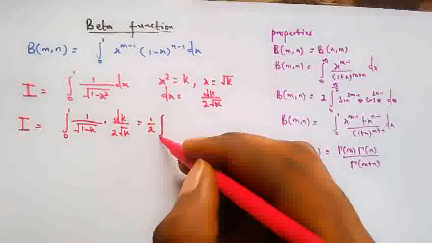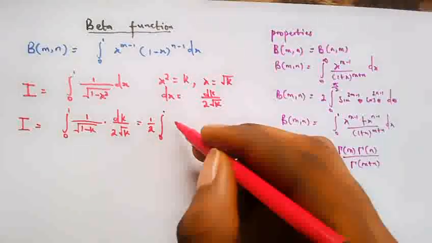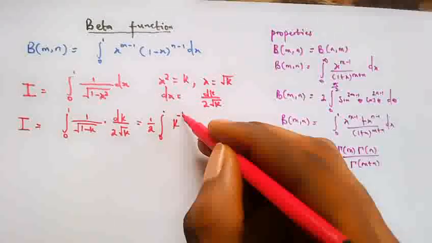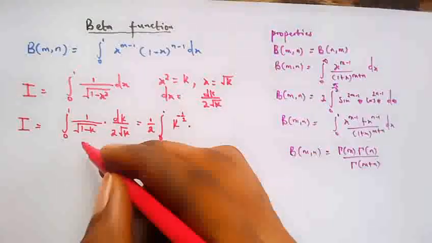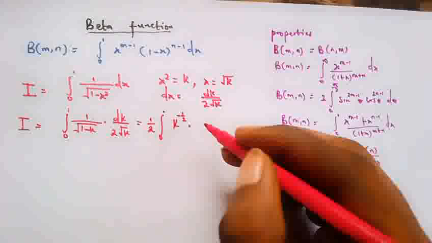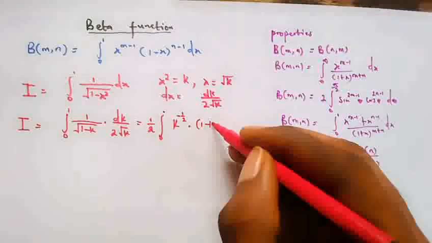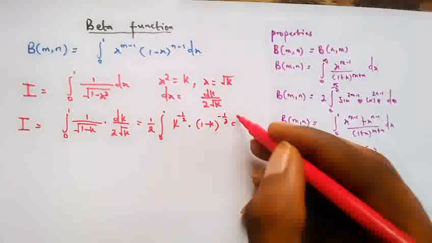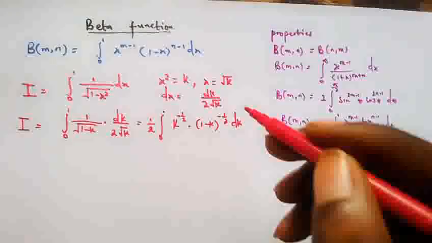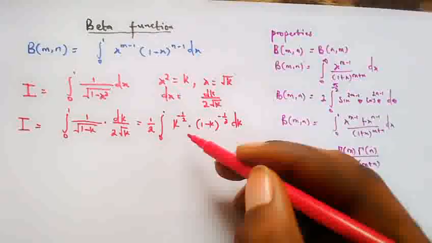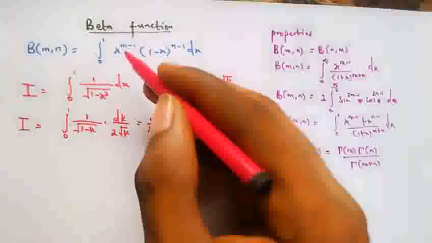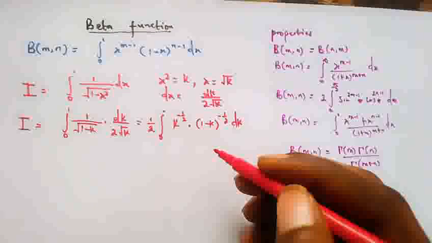Now we are going to write out this 1 over 2. So we have the integral from 0 to 1. Now 1 over square root of k can be written as k raised to the negative 1 over 2, times 1 over the square root of 1 minus k, which can be written as 1 minus k raised to the negative 1 over 2, dk. Our major priority here is to look for how to manipulate this to look exactly like this before taking this special function.